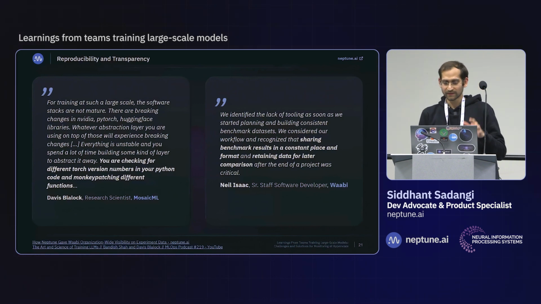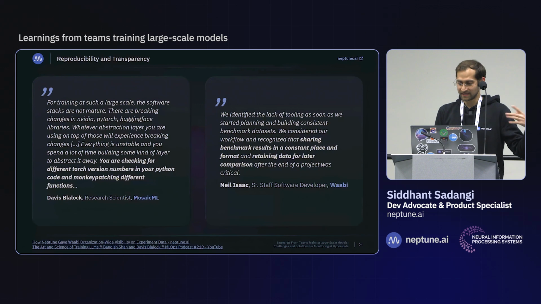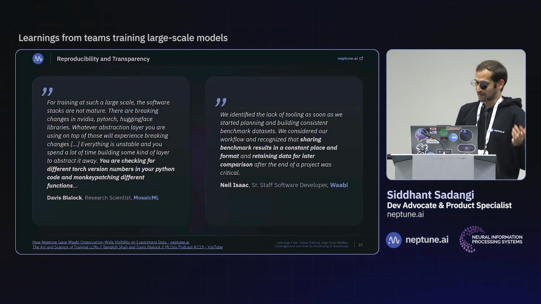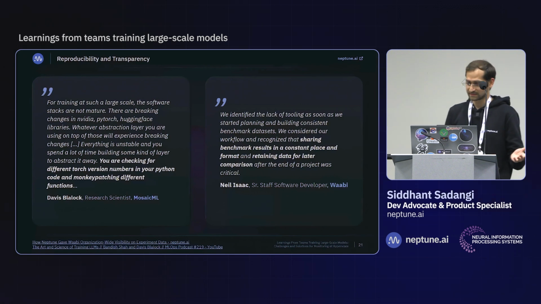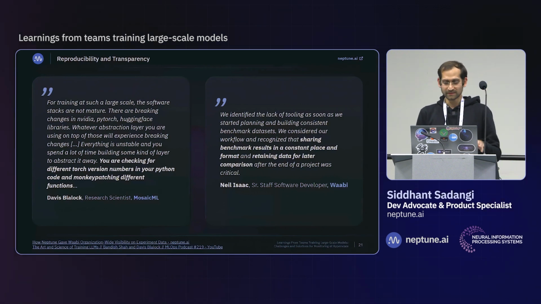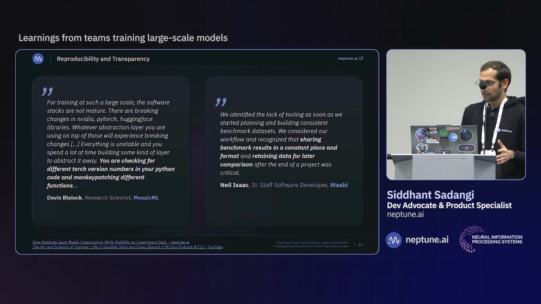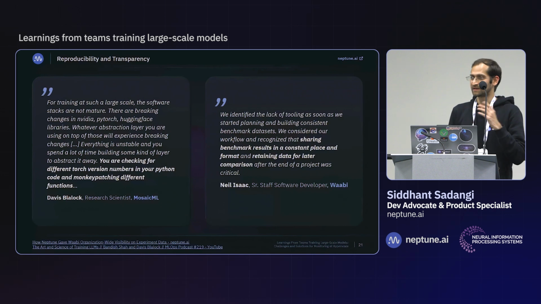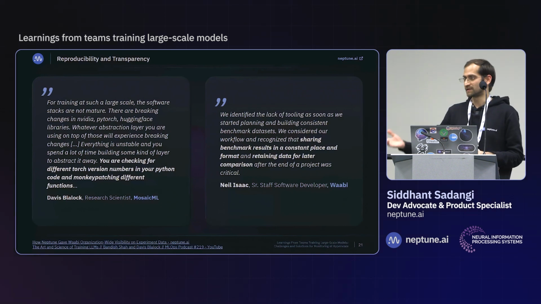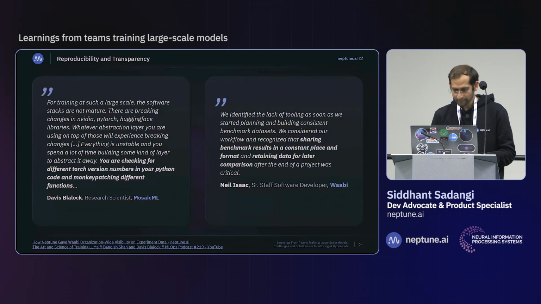Now, you also have other moving parts, like, for example, datasets, right? As Neil from Wabi mentioned, you have to share benchmark results in a constant place and retain data for later comparison. Now, to be able to reproduce experiments, you need to have a record of the entire experiment setup and also the experiment results. If you don't have a record of the experiment results, there is no way for you to validate if that experiment has been successfully reproduced, right?